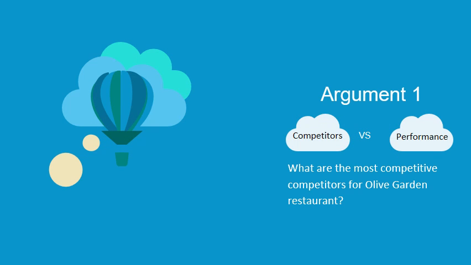Here comes our first argument. Are there correlations between competitors and the performance of the restaurant? And what are the most competitive competitors for Olive Garden restaurant?